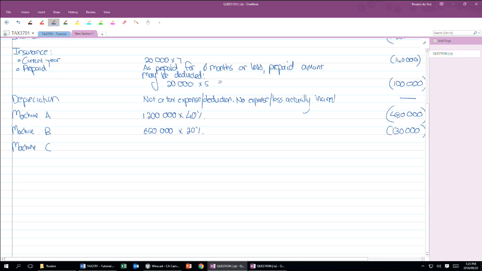So machine C, 240,000 rands divided by 4, and we had it in this case the entire year. So that will be 60,000 rands for us. And in this case, it's the wear and tear section. If you are revising currently, it's section 11E. Machine A and machine B were both section 12C.